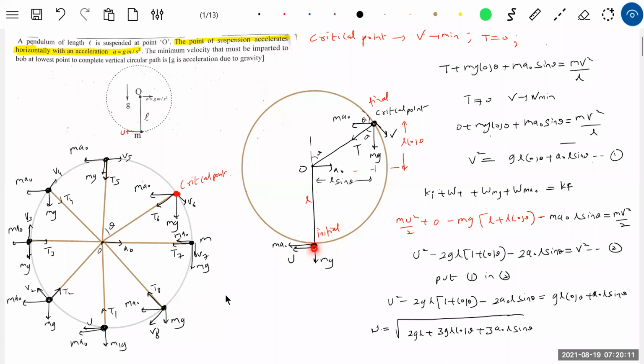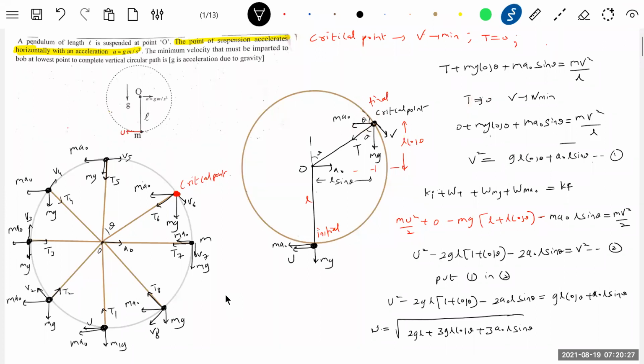So the minimum velocity at the lowest point depends on what? The critical velocity at the critical point. And when the bob is at the critical point, what is the critical velocity? The bob will have critical velocity at the critical point when tension is 0. Hope everyone is able to understand.